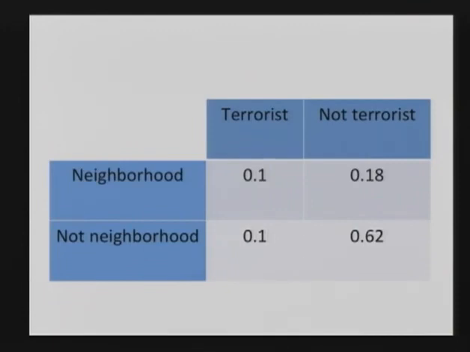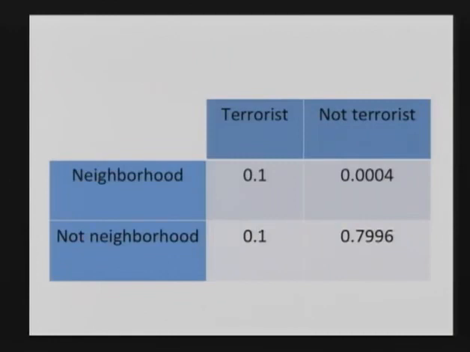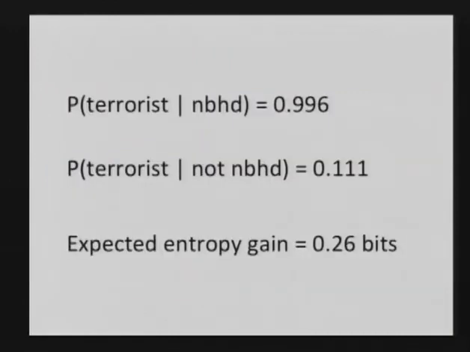And one way to do that is to shrink what we mean by near neighborhood. So if we shrink the near neighborhood down to a distance of 2, the so-called 2-hop criterion, now the probability that two random people are in the same neighborhood goes from 22% down to 0.05%, much, much smaller. The chart now looks like this, and boy, we really succeeded in making that upper right box small.